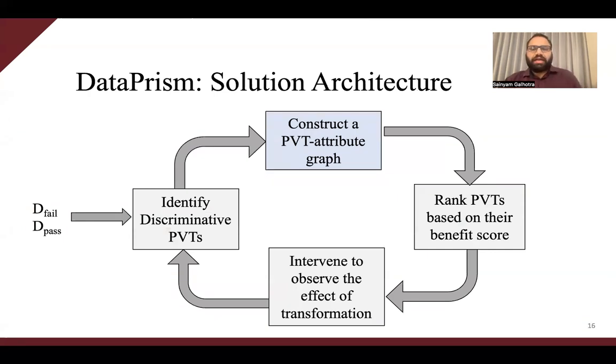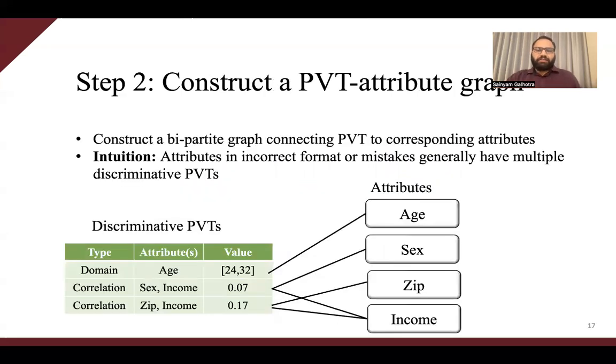The second stage organizes the discriminative PVTs in the form of a bipartite graph. This bipartite graph consists of PVTs on one side and the attributes on the other side. A PVT is connected to an attribute A if the corresponding profile depends on that attribute A. For example, domain of age is connected to the attribute age in the graph shown here. The high-level intuition of constructing this graph is that attributes with incorrect format or mistakes generally have multiple discriminative PVTs. Therefore, the PVTs connected to these high-degree attributes in the graph are considered for intervention first as compared to other PVTs.